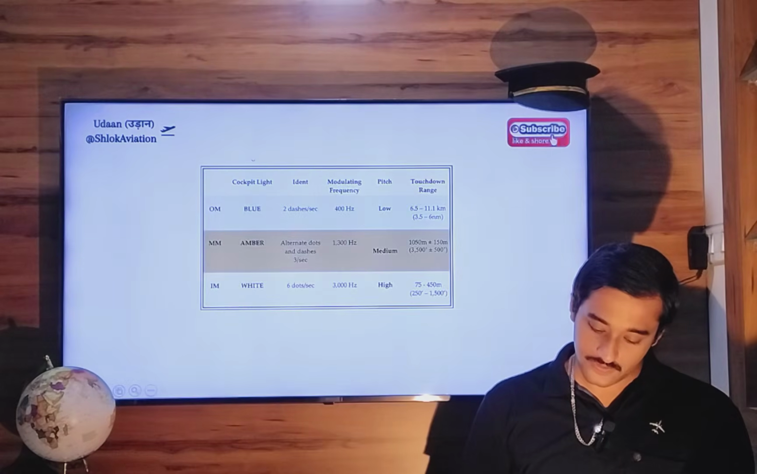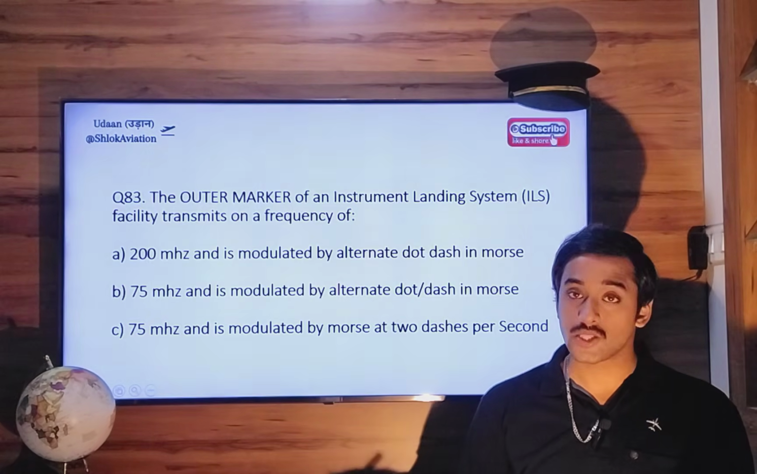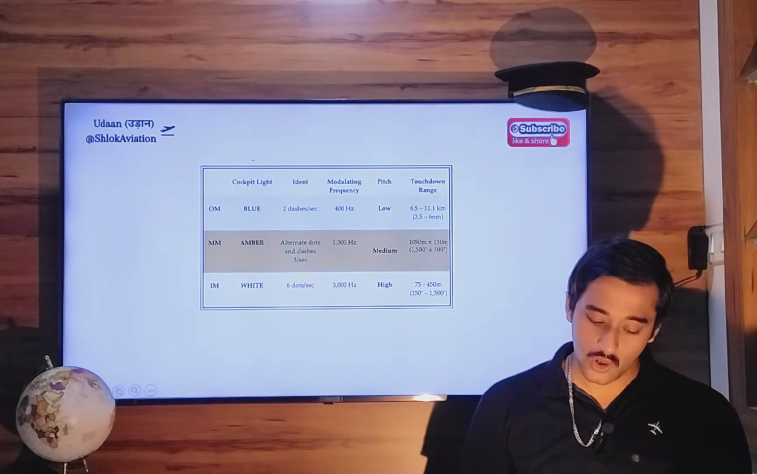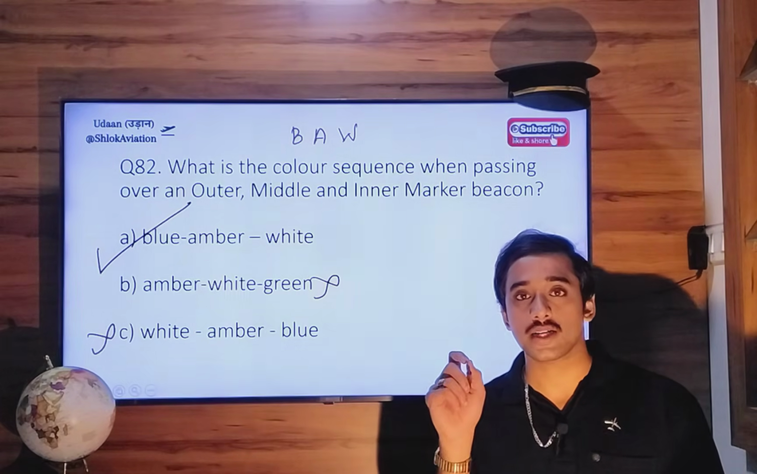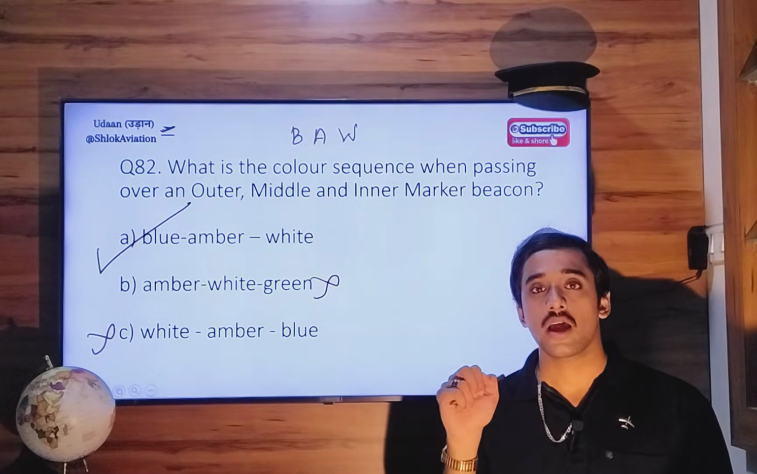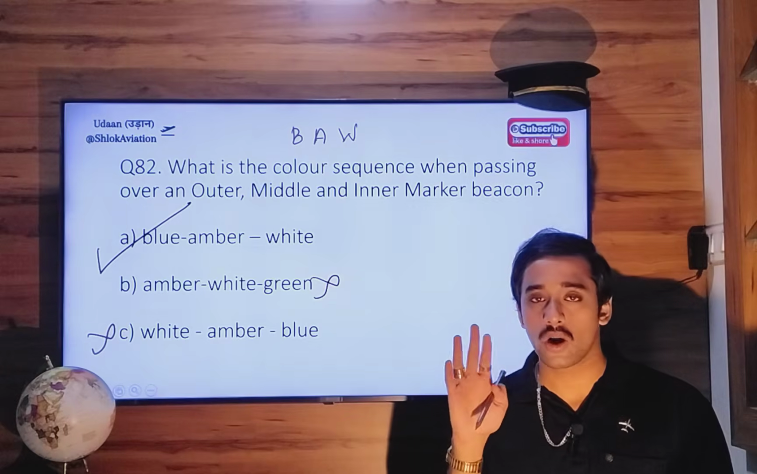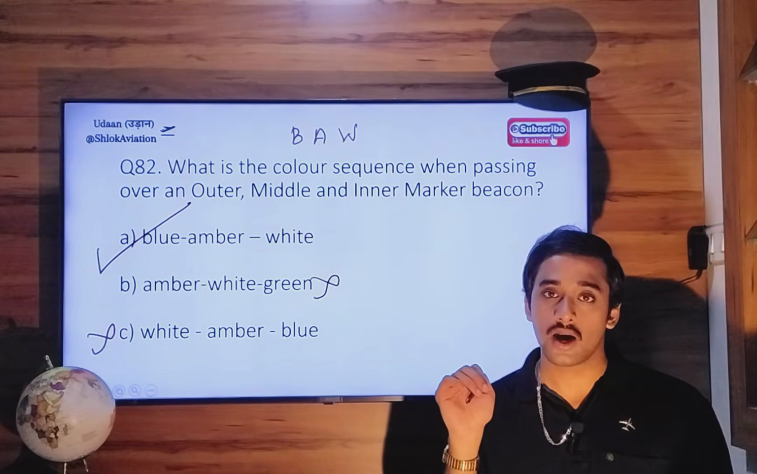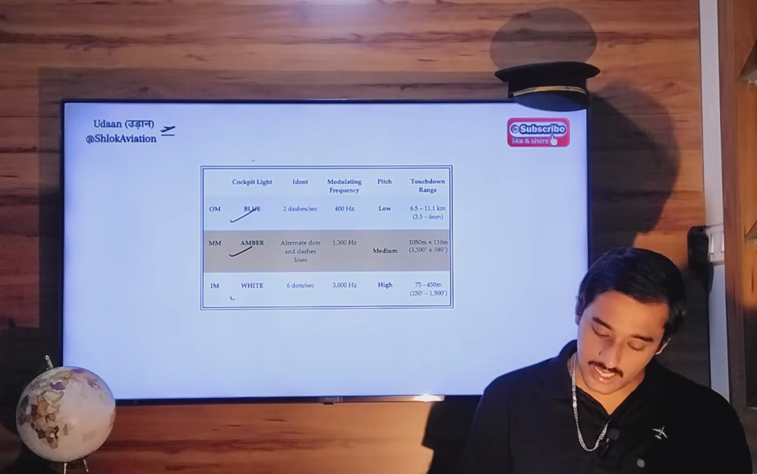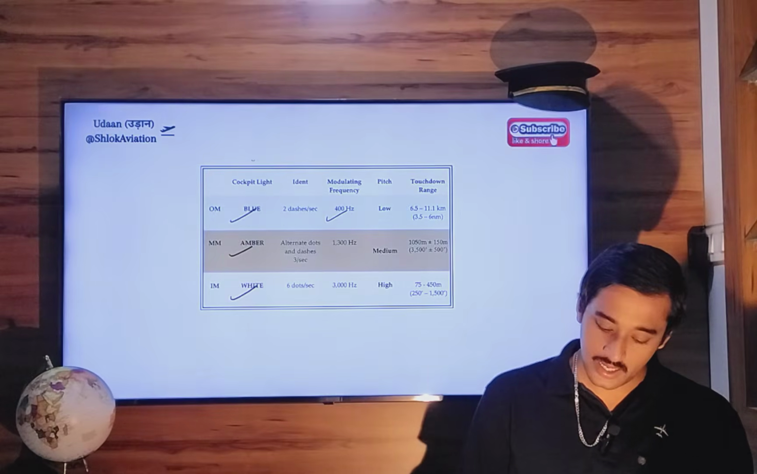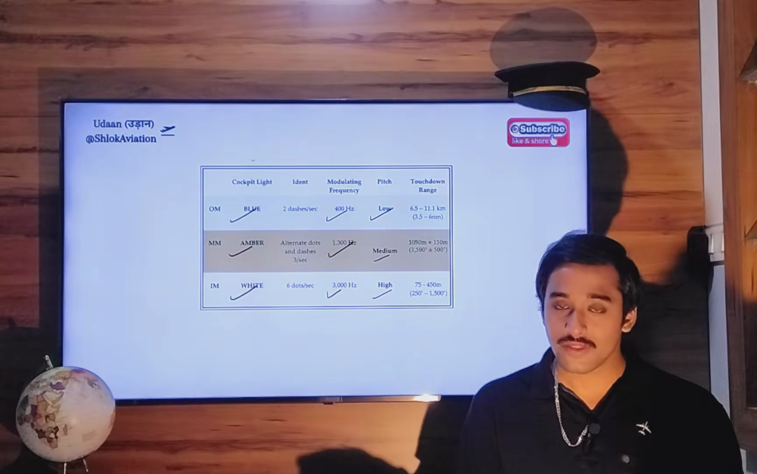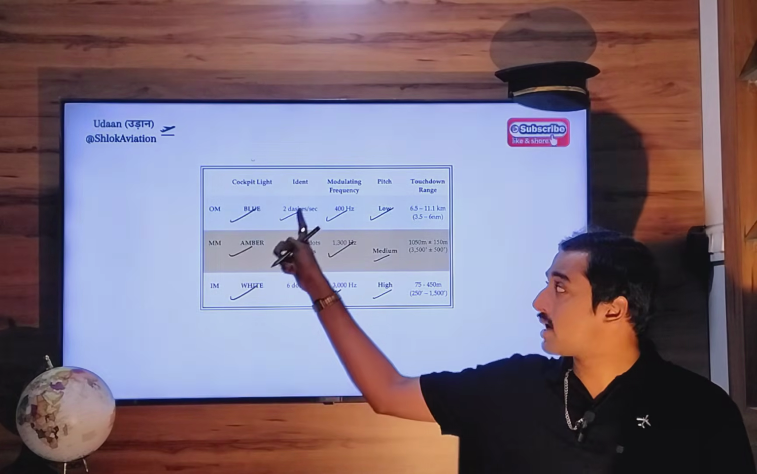So, next. The outer marker of an instrument landing system transmits on what frequency? Very important. Just like the colors, you must also remember the frequencies. The outer marker transmits at a frequency of 400 hertz, middle marker 1300 hertz, and the inner marker at 3000 hertz. So remember this table. Remember the colors blue, amber, white. Remember the modulating frequency 400, 1300, and 3000 hertz. Remember the pitch low, medium, high. Remember the ident. First, for outer marker it is dashes.